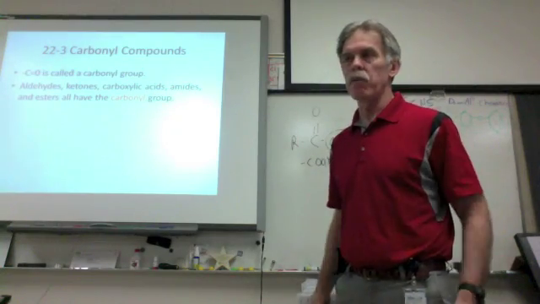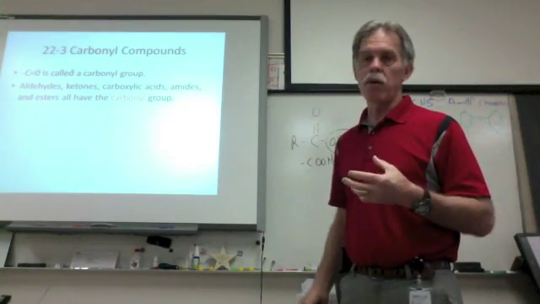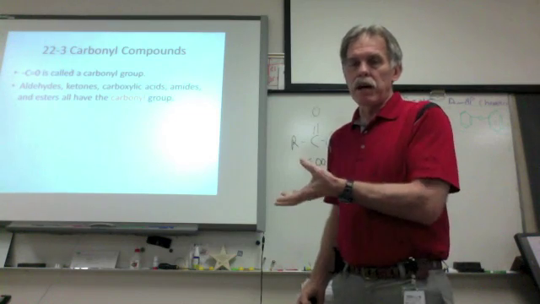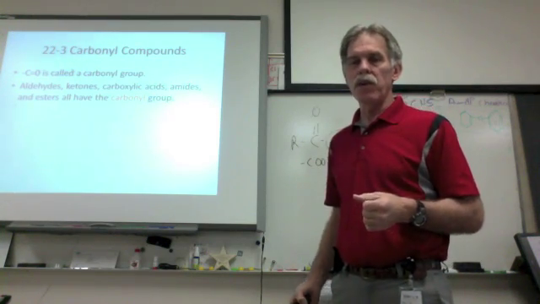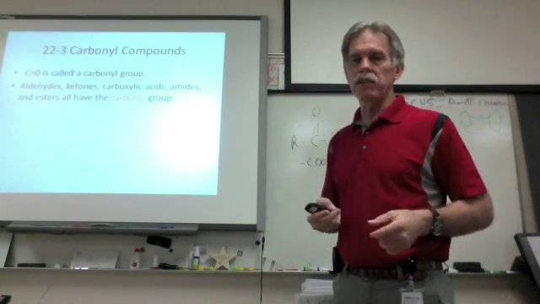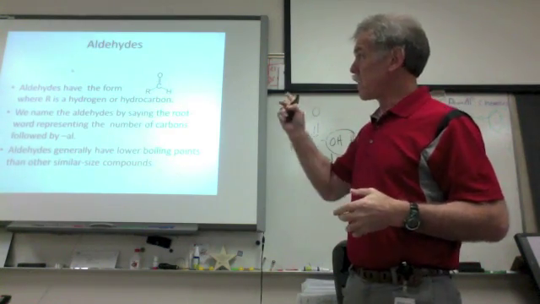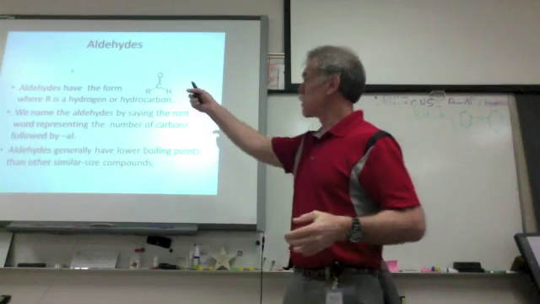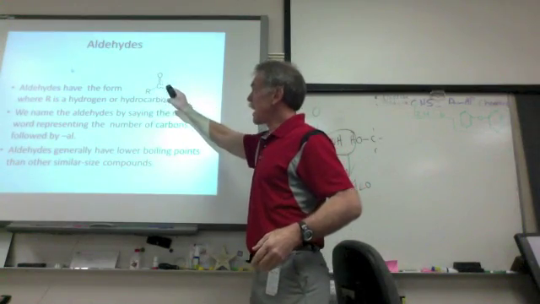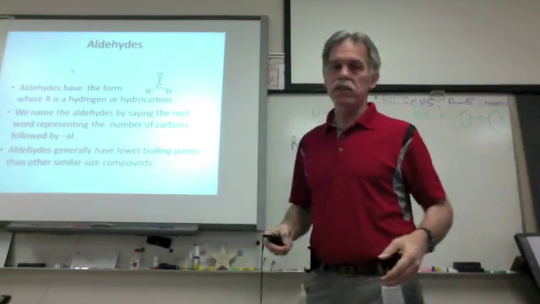A good question might be, which of the following don't have a carbonyl group? Then I'd put something in like ether, and of course ether doesn't have a carbonyl group. Aldehydes, first group, C the carbonyl, C double bond O. So C double bond O has an H on one side, R on the other side.